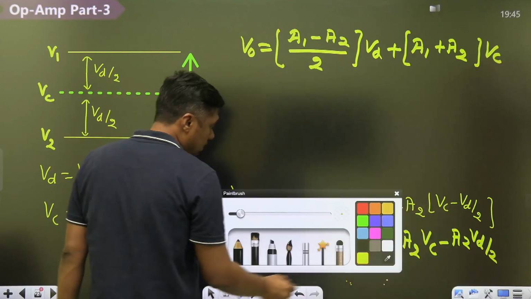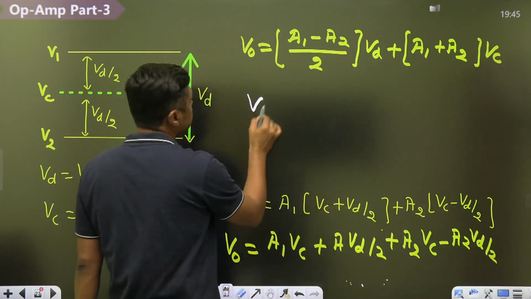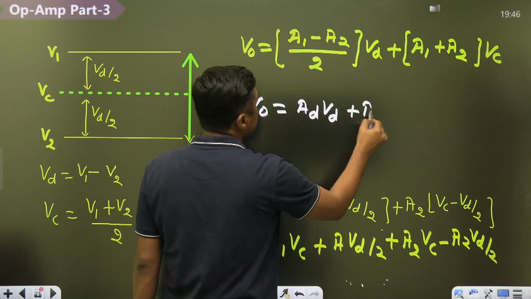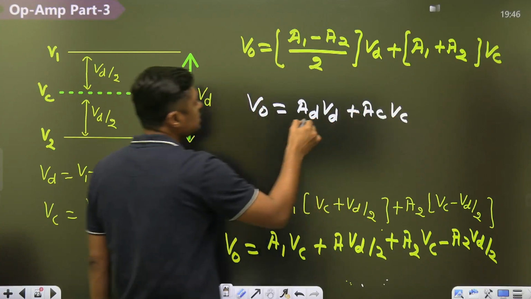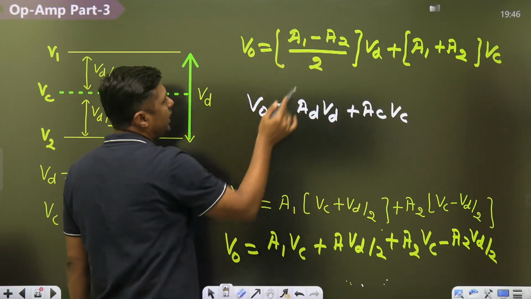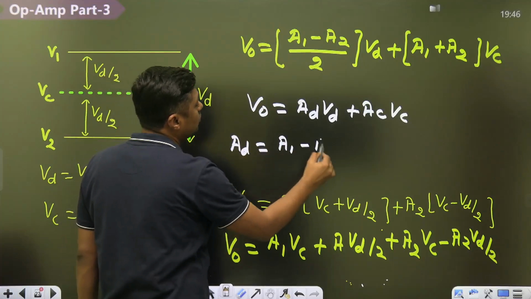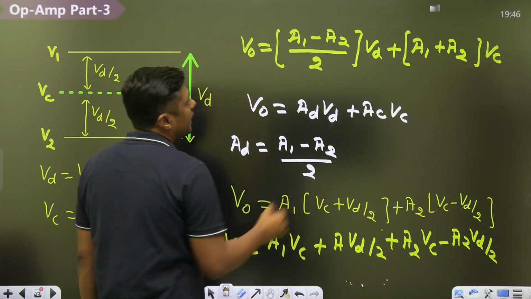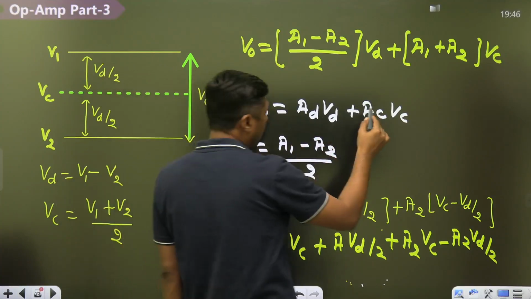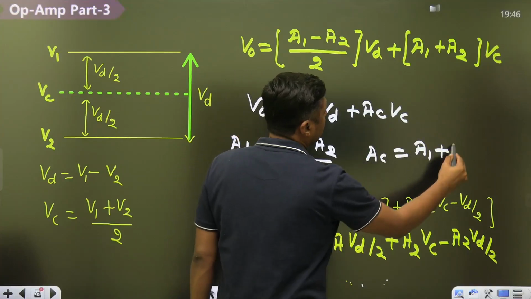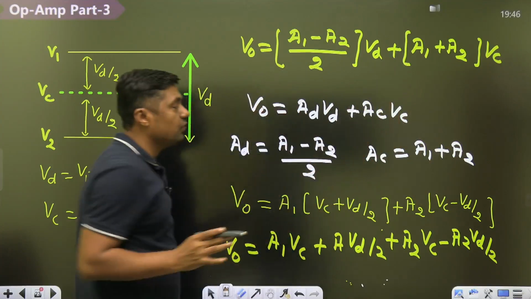Then finally compare with ADVD plus ACVC. So what is the AD here? A1 minus A2 by 2. And what is the AC here? A1 plus A2. By comparing these two, you will get this.